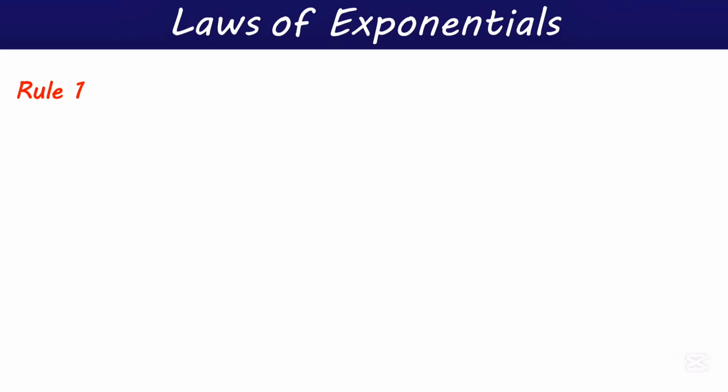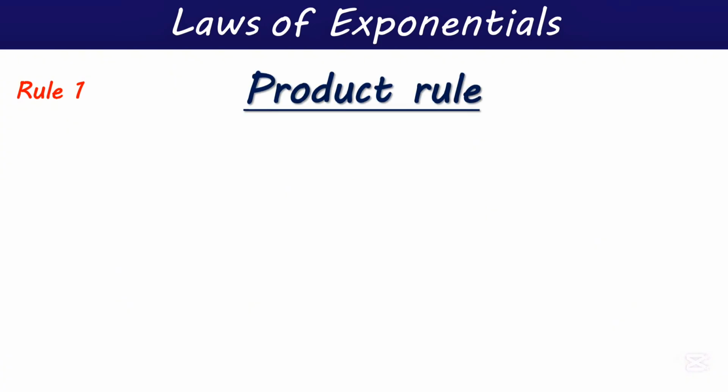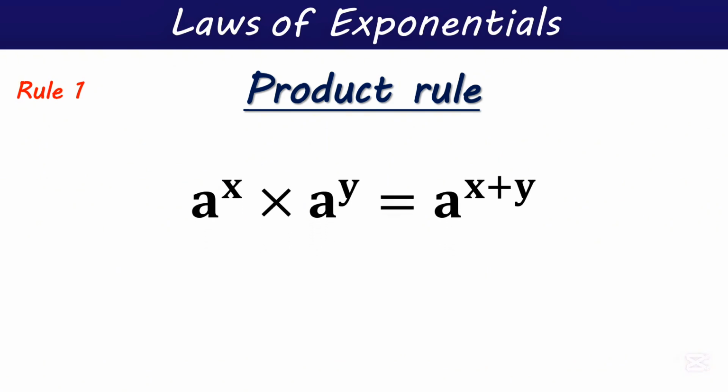The first law, which is rule number 1, is called the product rule. The product rule shows that when you have a base a raised to the power x, multiplied by the same base a raised to the power y, this gives us a raised to the power x plus y. So what we do here is to pick one of the bases since they are the same, and then you find the sum of their powers.